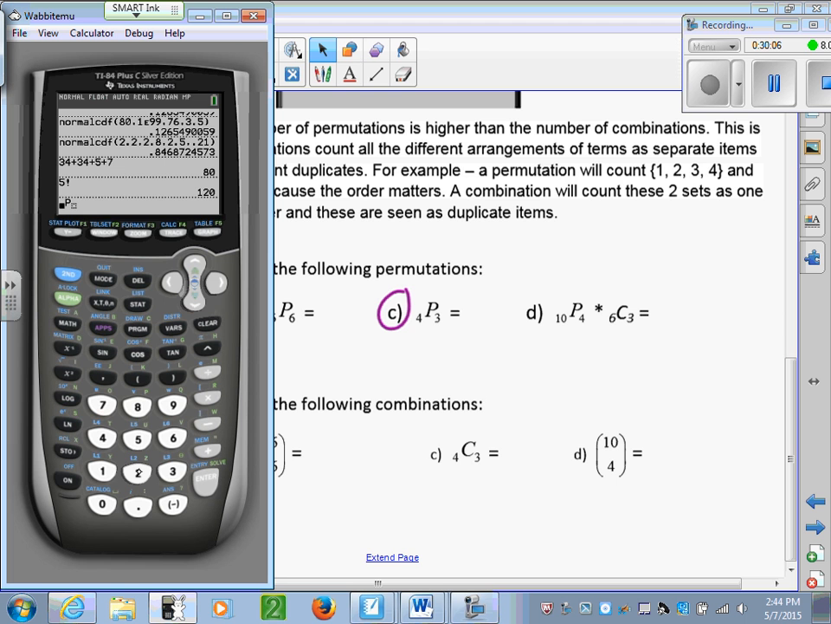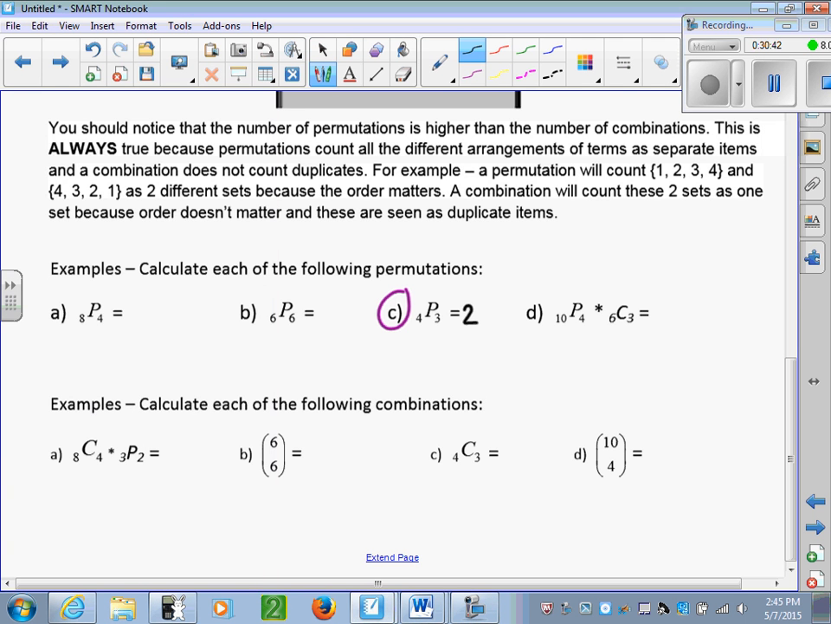Yours might say ANS, or it might just say NPR. You need to move over till you're to the left of where it says NPR, and you put your number there. Then you move over to the right of where it says NPR, where the cursor is flashing, and put your other value there. Mine is a little different because it has little boxes. I don't believe yours does. So put in 4, and then put in 3, and push enter, and it equals 24.